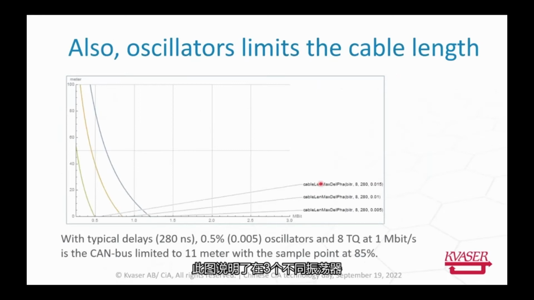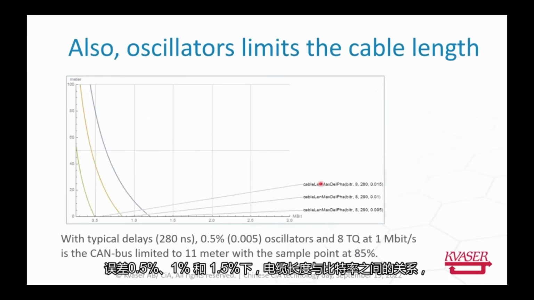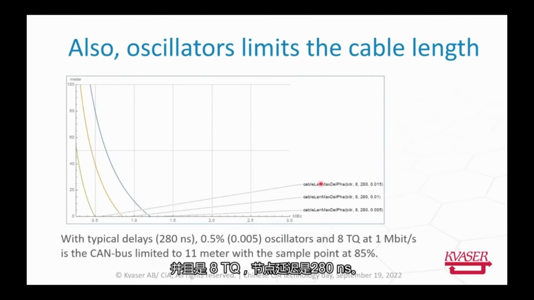This graph shows the cable length as a function of bitrate for 3 different oscillator variations, 0.5, 1 and 1.5%, with 8 time quanta and a node delay of 280 nanoseconds. With a 0.5% clock variation it will allow 11 meters, but already with 1% clock variation you will have minus 8 meters on the cable, which may work, but could cause some error frames off and on. With 1.5% clock variation, it demands a minus 28 meter cable. So even with a very short cable, you will probably not have a working CAN bus.